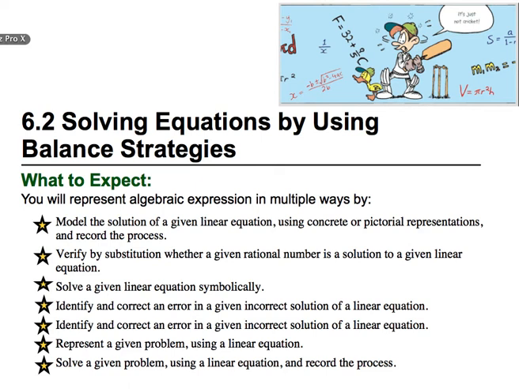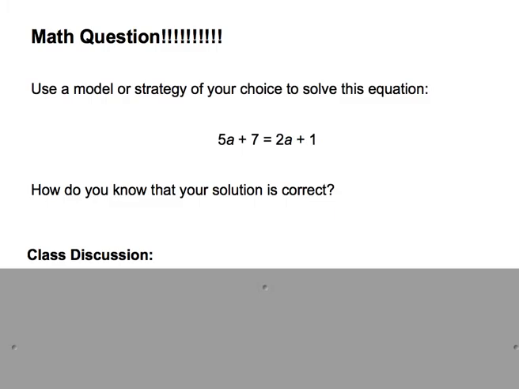So in Unit 6, Lesson 2, we're going to be solving equations by using balancing strategies. We are going to extend it to Step 3, different types of Step 3 equations, Step 4 and Step 5. So I started my class with just trying to have them solve 5a plus 7 is equal to 2a plus 1, and just to use any strategy or method that they knew how to do.